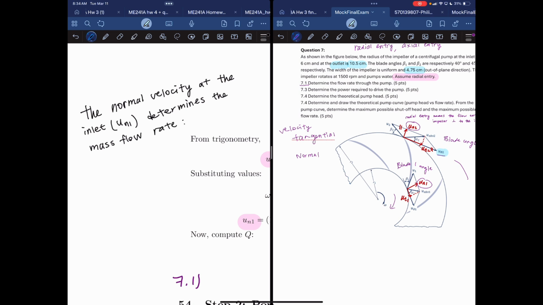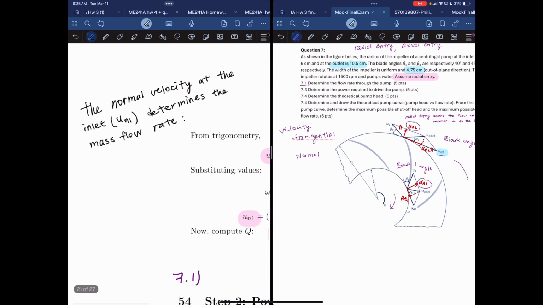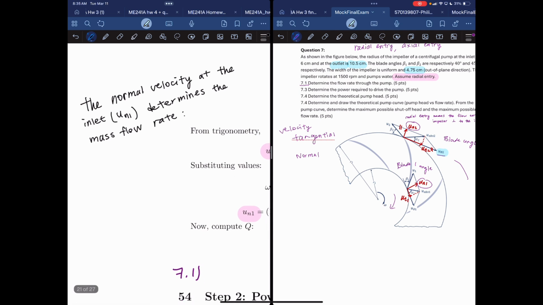Does that help? Yeah. Okay. That makes sense, yeah. Because it enters radial entry, so yep, that's the reason.